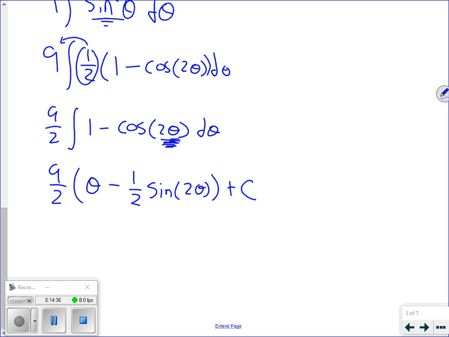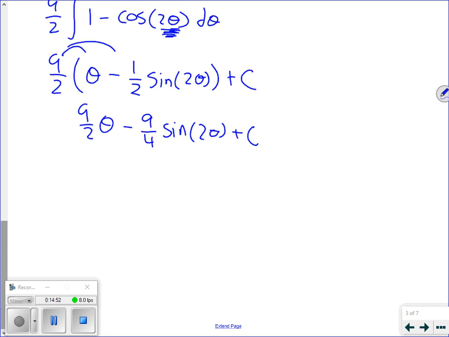Okay, and I mean, we can go ahead and distribute the 9/2 if you want to. But we got 9/2 theta minus 9/4 sine of 2 theta plus C. Okay, now some of you are saying, okay, good, we're done, yay, thankfully we integrated. But you're going to hate me for this, but once we integrate it, what's the issue here?